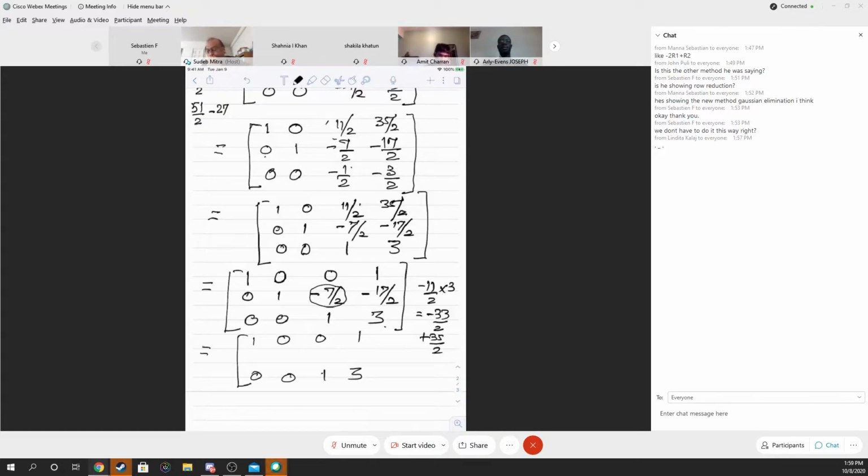Multiply the third row by 7 upon 2, add it to the second row. Multiply this by 7 upon 2. No, this is 1. Why am I disturbing this? 7 upon 2, good. Multiply this by 7 upon 2. 7 upon 2 times 3, 21 upon 2, minus 17 upon 2, 4 upon 2, so that is 2.